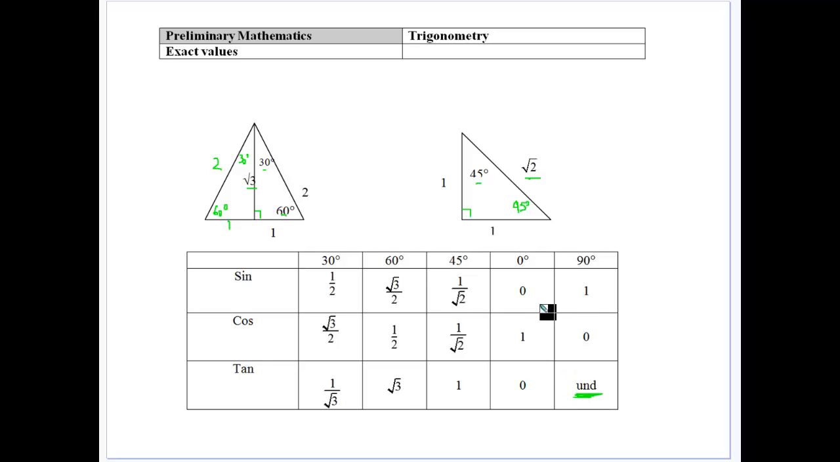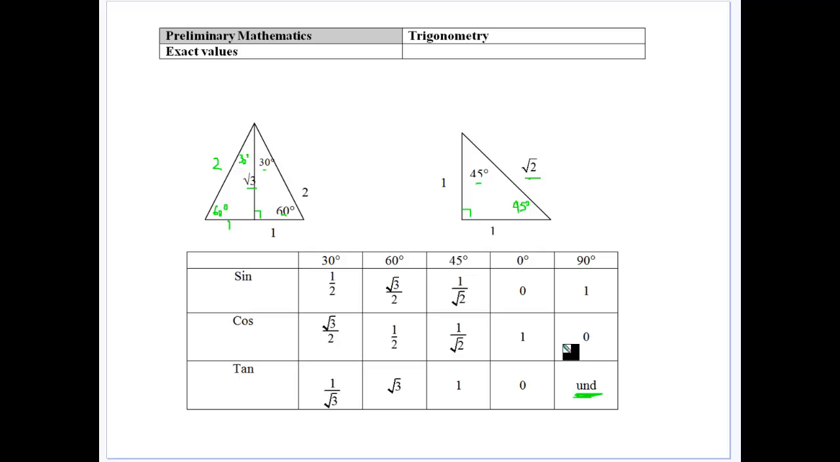But otherwise, sine of 0 is 0, sine of 90 is 1, cos of 0 is 1, and cos of 90 is 0, and tan of 0 is 0 as well. And you see the tan of 45 was 1. Hopefully you notice that when tan gets larger and larger, it starts to approach infinity. So that's why it doesn't get any value for tan of 90. So there we go. There's your exact values.